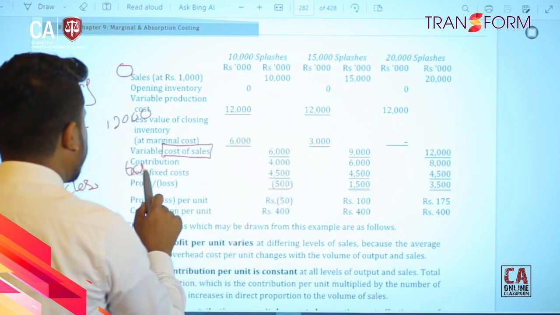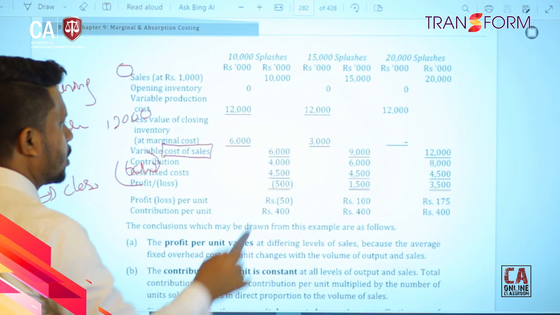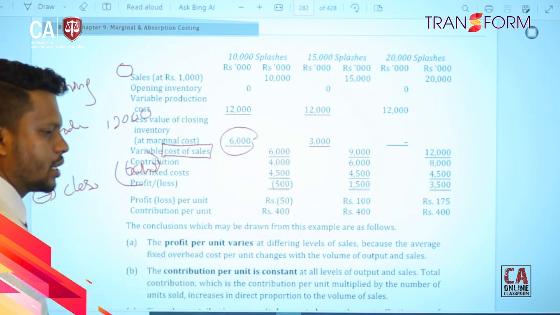So you have remained 6,000, you have remained 6,000 closing inventory.